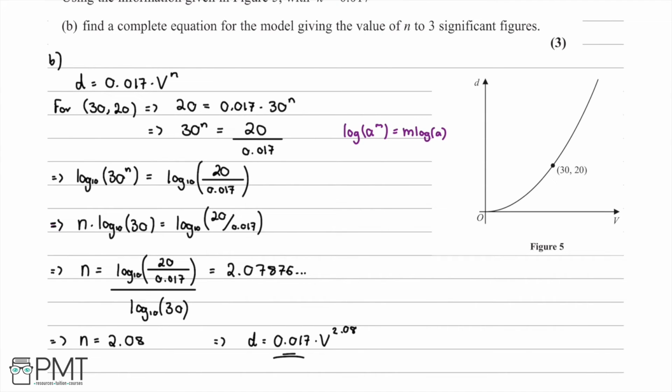So in this question, there was again 3 marks on offer, and we received our first mark for substituting in 30, 20 into our expression for the distance, and we then received our second mark for carrying through the working and rearranging to solve for n, and saying that n is equal to 2.08, and then we received our third and final mark for rewriting our equation but with our new value of n substituted in.